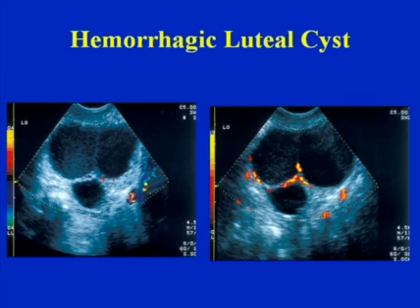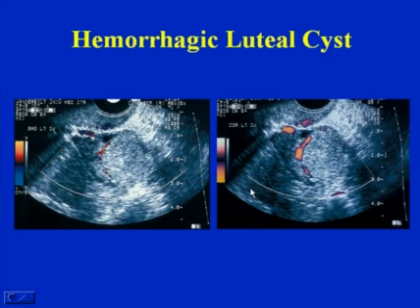Now, here we have a side-by-side comparison of frequency-based imaging and power Doppler imaging. And as you can see in this image, we have a multiloculated tumor and we have a few color Doppler signals. But with power Doppler, we can depict the vessels in the wall of this hemorrhagic ovarian cyst.